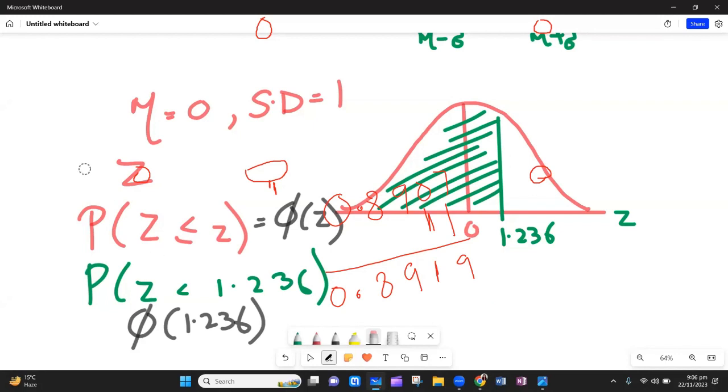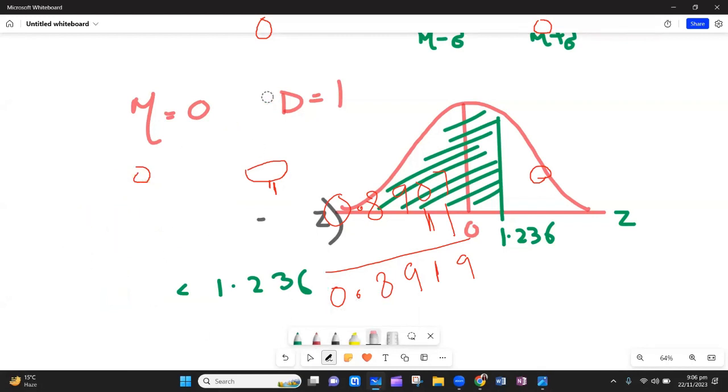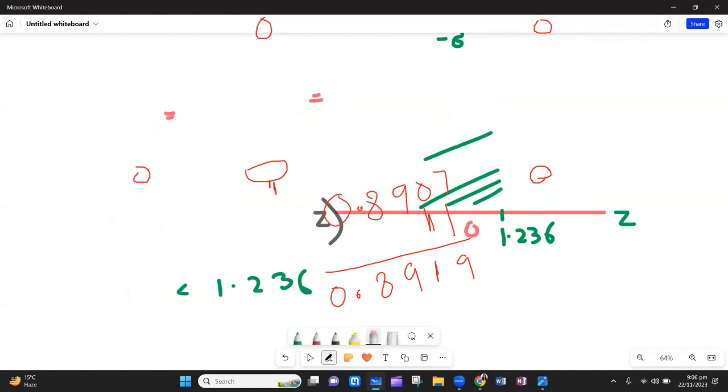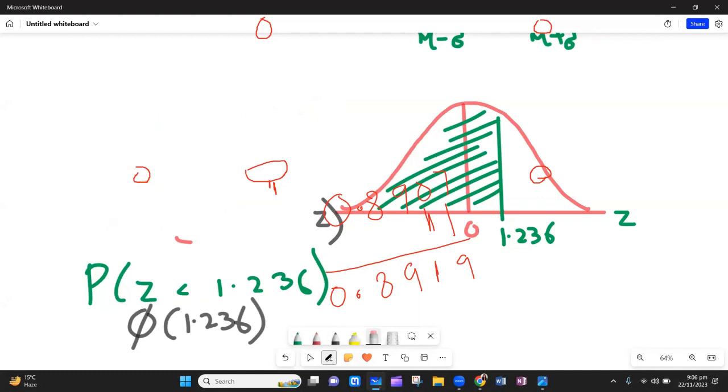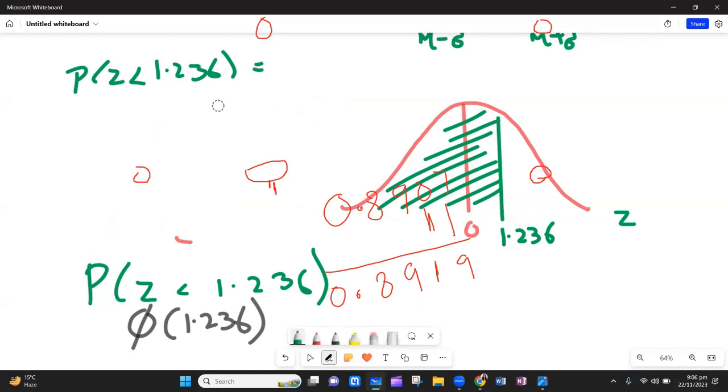Okay, I'm changing the question now. Probability Z is less than 1.236 came out to be 0.8919. 18, sorry, not 9. This is 8. When you add 7 and 1, you get 8.